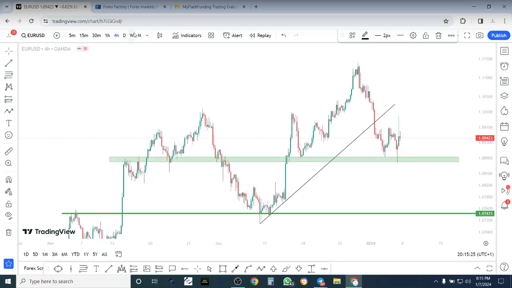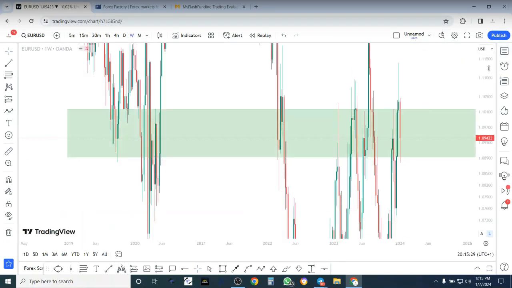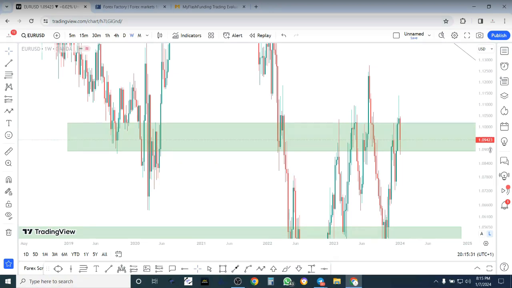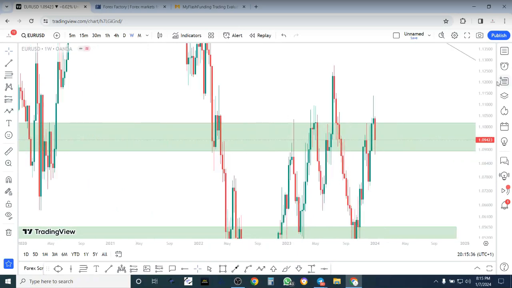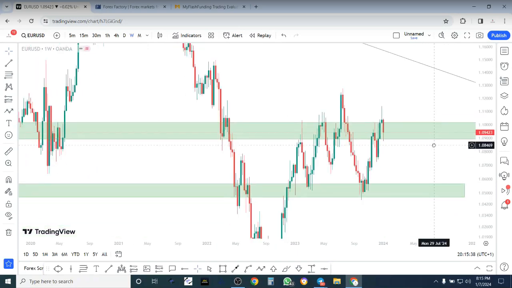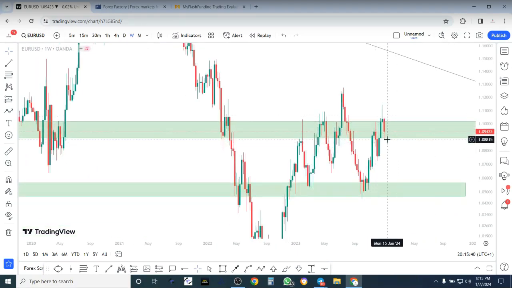So EURUSD, let's first of all see how we closed for the week. We already know how we closed for the previous month. We closed bullish, right? So for the week, which was last week, price closed with this massive bearish rejection here, a massive bearish engulfing candle, which indicates massive selling pressure.